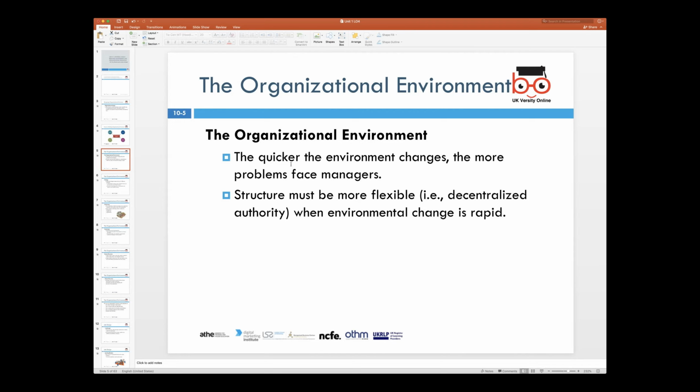And that means the structure of the organization will change, and the human resources department has to be flexible enough to be able to accommodate that demand for doctors which are required within the NHS. Now let's look at the other side of the coin.